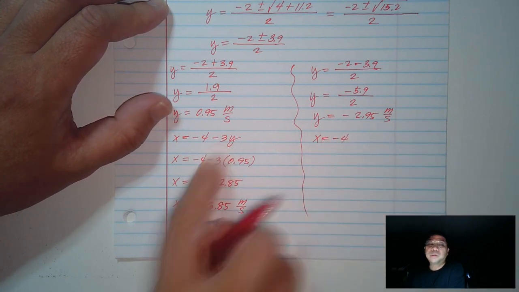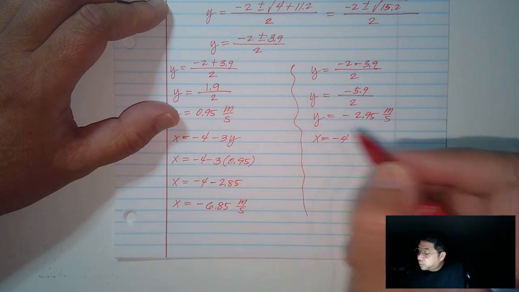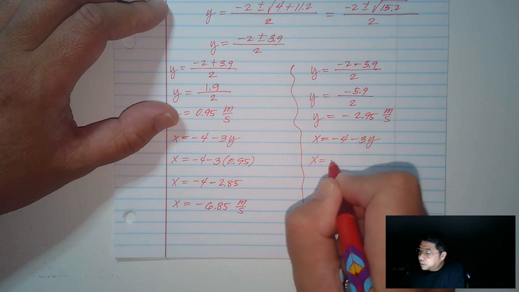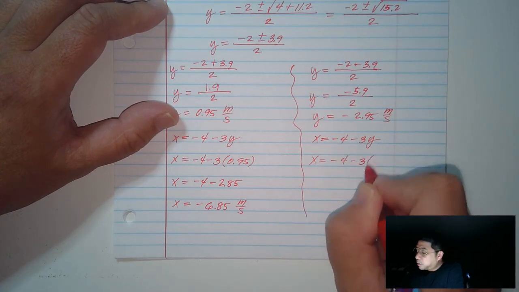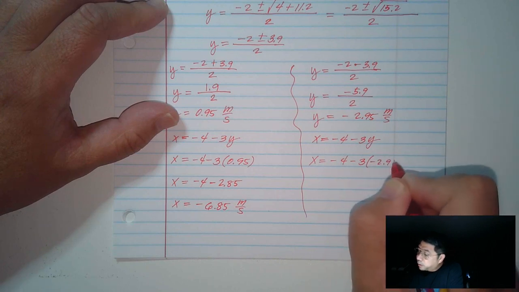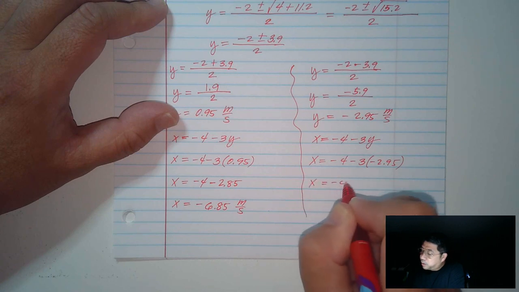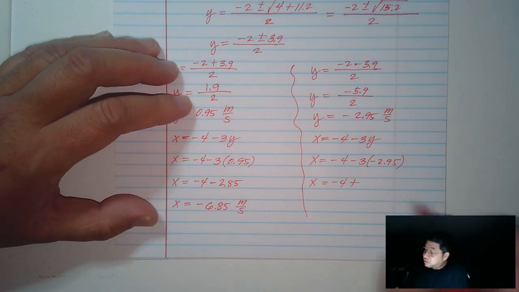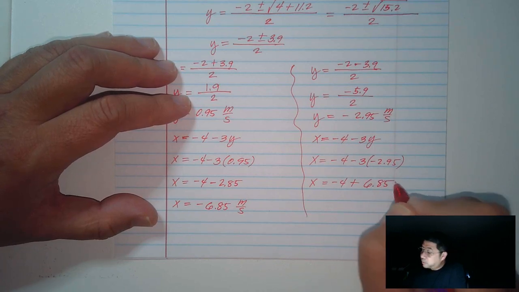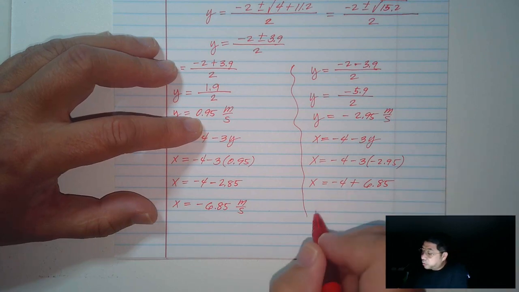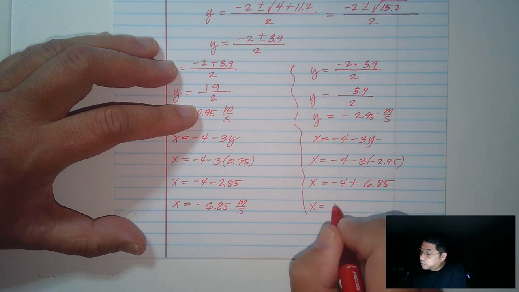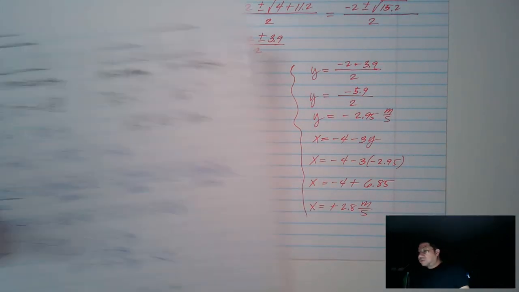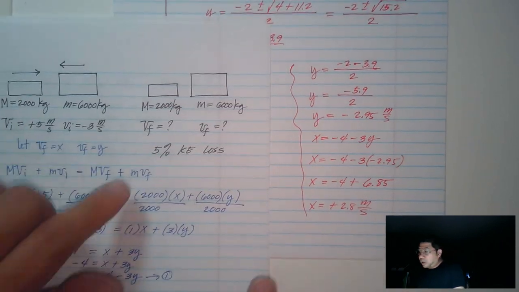So applying the same equation we used from simplifying the quadratic equation, that's negative 3 multiplied by y. X is negative 4 minus 3 times negative 2.95. So by simplifying it further, we have negative 4. Negative times negative is going to be positive, so 2.95 times 3 will give us 8.85? No, 6.85. Subtracting 4 from 6.85, we have a value of positive 2.85 meters per second.